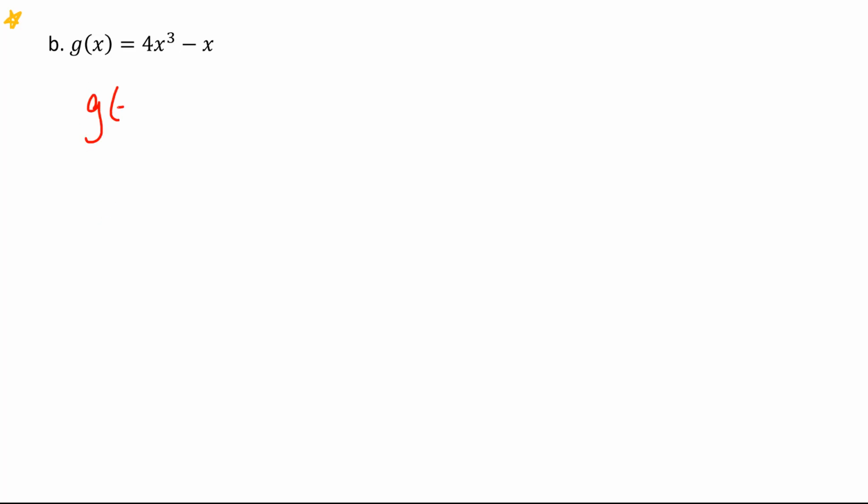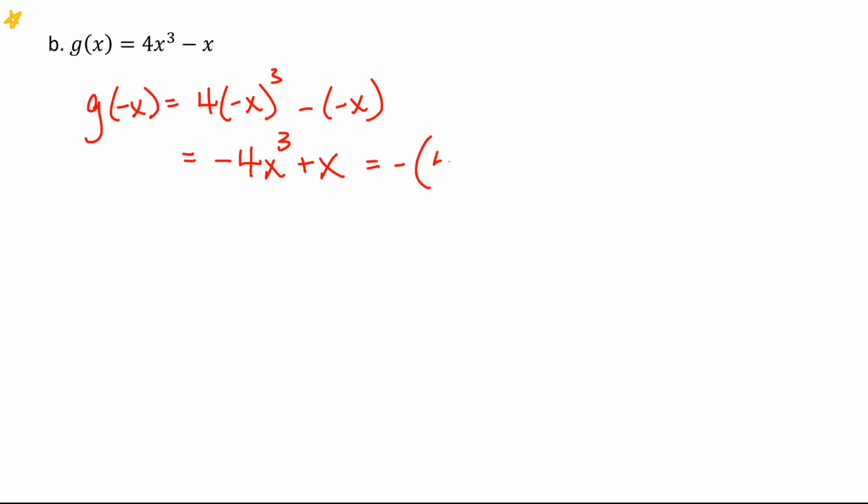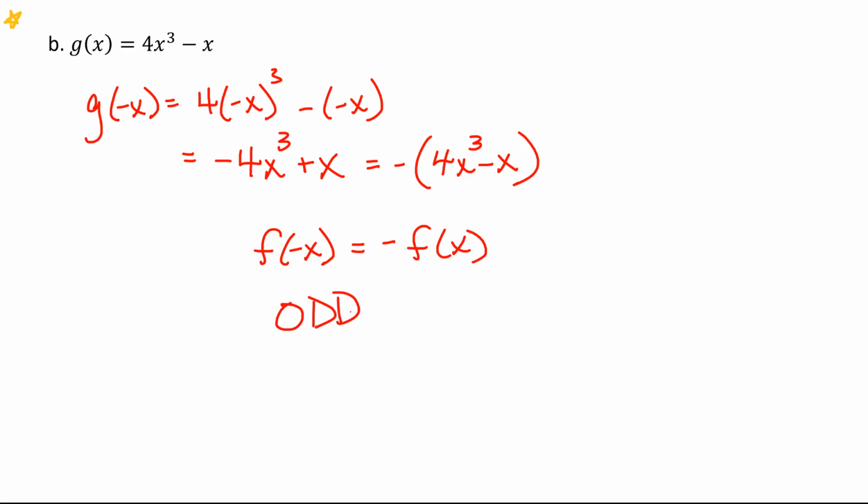So g of negative x is equal to 4 times negative x cubed minus negative x. And so this equals negative 4x cubed plus x. And you can see that that is exactly the opposite of the original function. And so since g of negative x is equal to the opposite of the original function, that means that it is odd. So that's what happens when the function is odd.